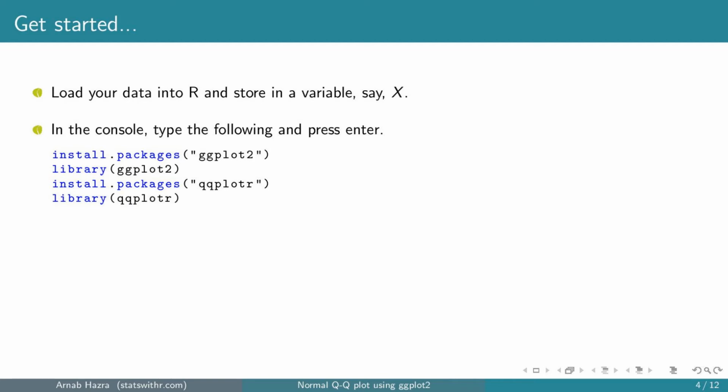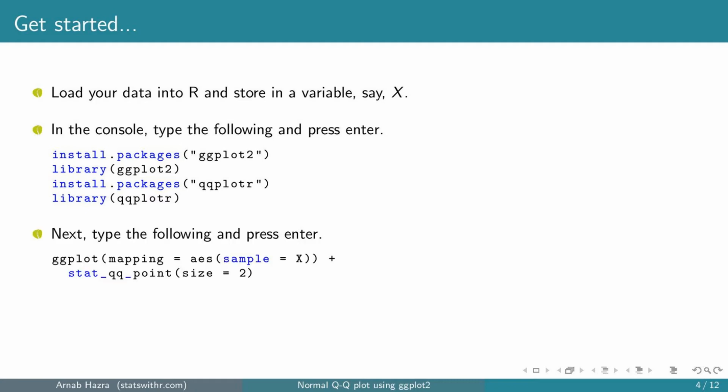If you haven't installed the package ggplot2, install it from CRAN using the command install.packages. Once you have installed, call it using the command library(ggplot2). You need another package qqplotr, install it, and call it into R using the function library. Now, you are ready to create your normal qqplot.